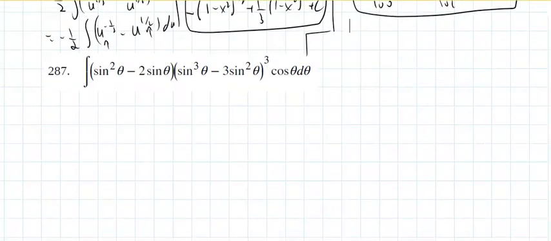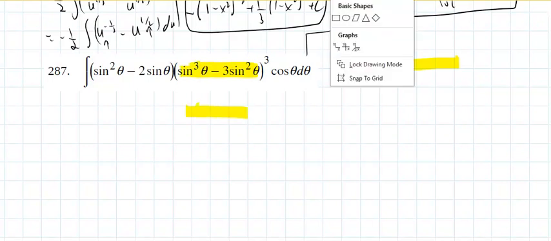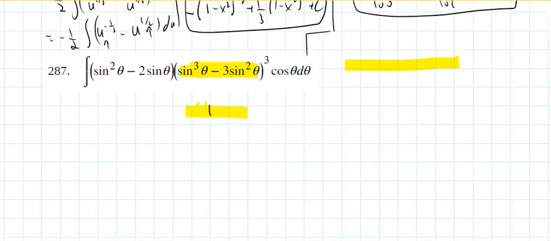This problem, the same deal. I see a power function. I know exactly what to do. I'm going to let u equal the inside of the power function, the cubic right there. I'm going to let u equal that.